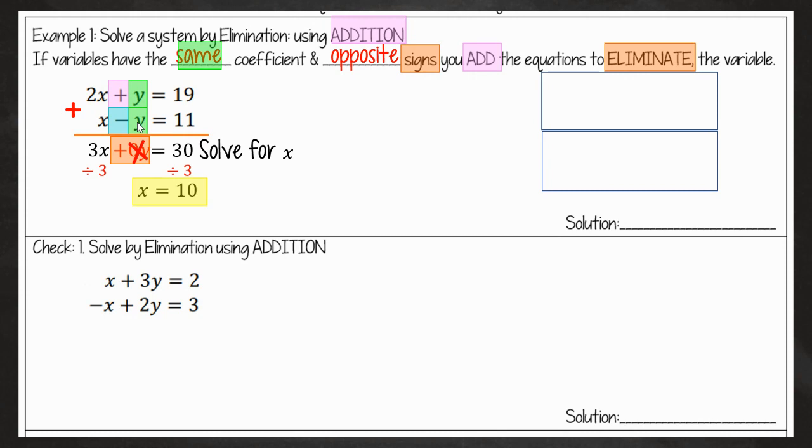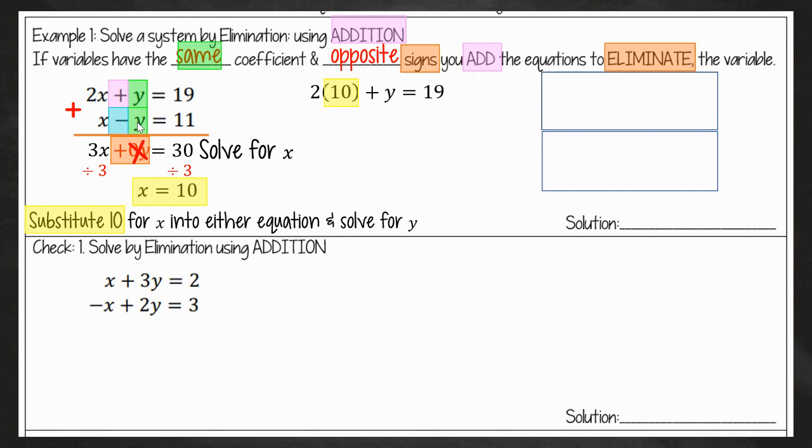Now that we have our x value, we're going to substitute that x value into the equation and solve for y. So 2 times 10, because our original equation was 2x plus y. So now we're going to have 2 times 10 plus y is equal to 19. That's going to simplify to 20 plus y is equal to 19. Subtract 20 from both sides, and we get y is equal to 1. So now we have our x and our y values.